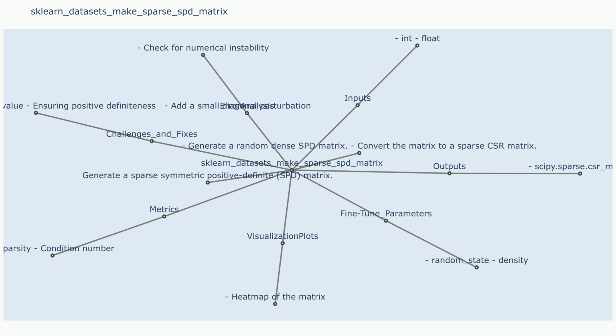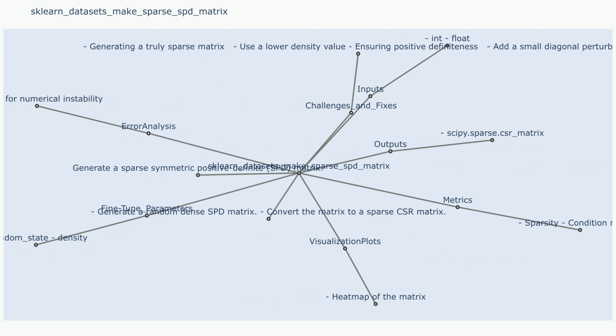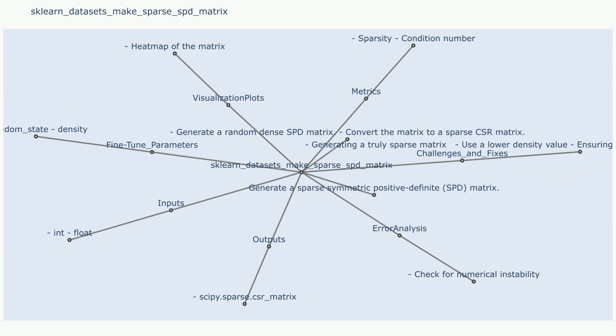sklearn.datasets.make_sparse_spd_matrix. Description: this function generates a sparse symmetric positive definite (SPD) matrix. SPD matrices are commonly used in various machine learning applications, particularly in Gaussian process regression and kernel methods.